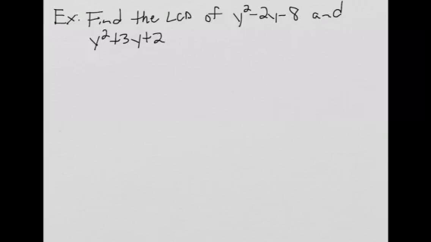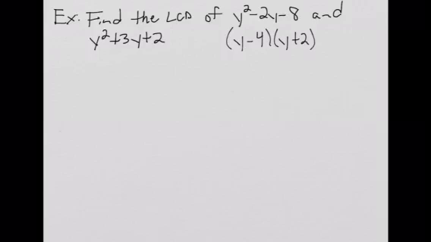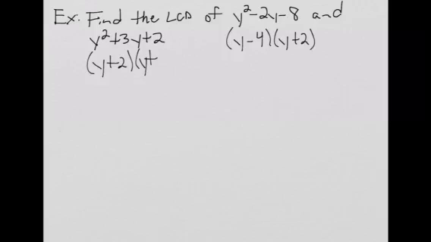Alright, so here we're asked to find the LCD of y squared minus 2y minus 8 and y squared plus 3y plus 2. Again, our first step is we want to take each one of these and make sure each one is in factored form. So y squared minus 2y minus 8 factors into y minus 4 times y plus 2. And then y squared plus 3y plus 2 factors into y plus 2 and y plus 1.